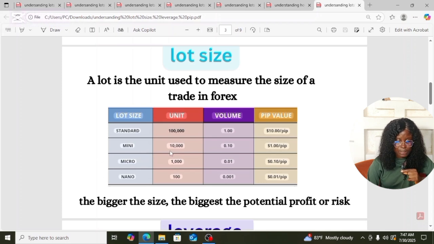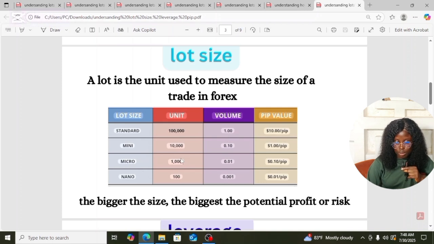For the mini lot, let's say you are trading with a $10,000 account. The proper lot size for you to use is 0.1 lot. With each pip movement, you are going to either gain $1 if the trade is going in your direction, or lose $1 if it's going in the opposite direction. So that's lot size: it's just the amount of volume that you need to trade.